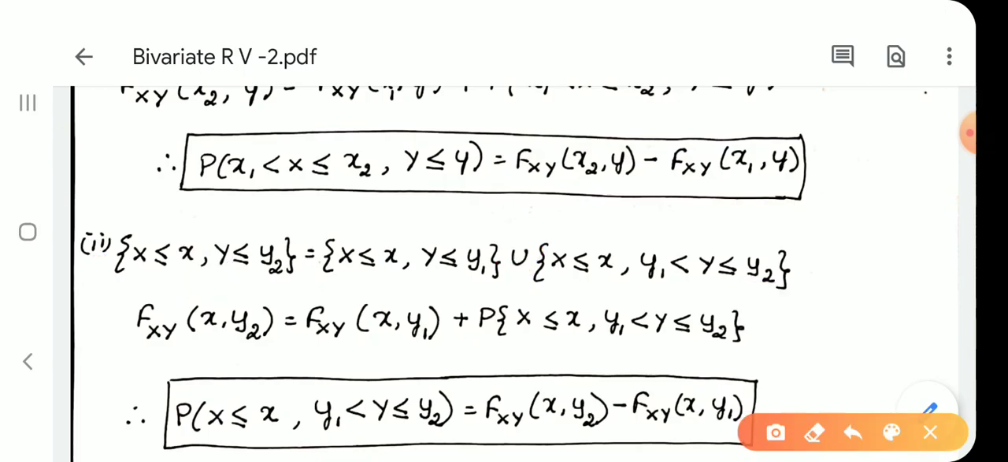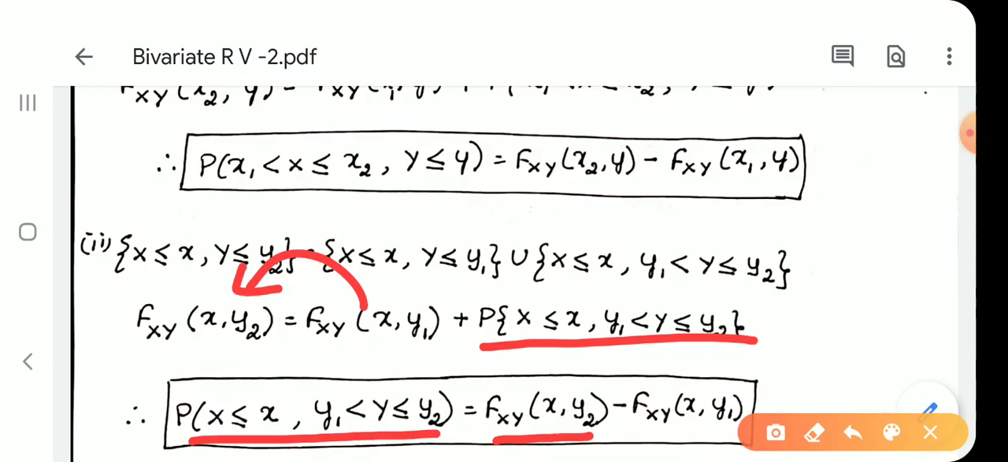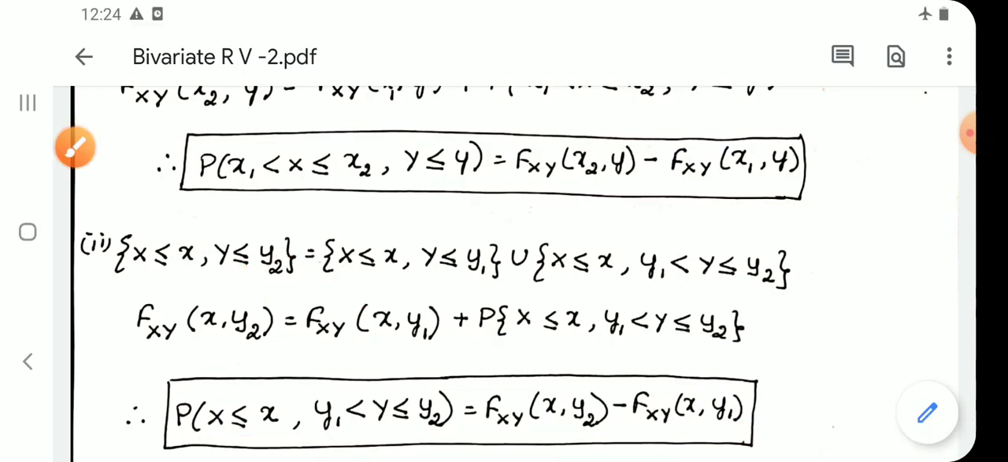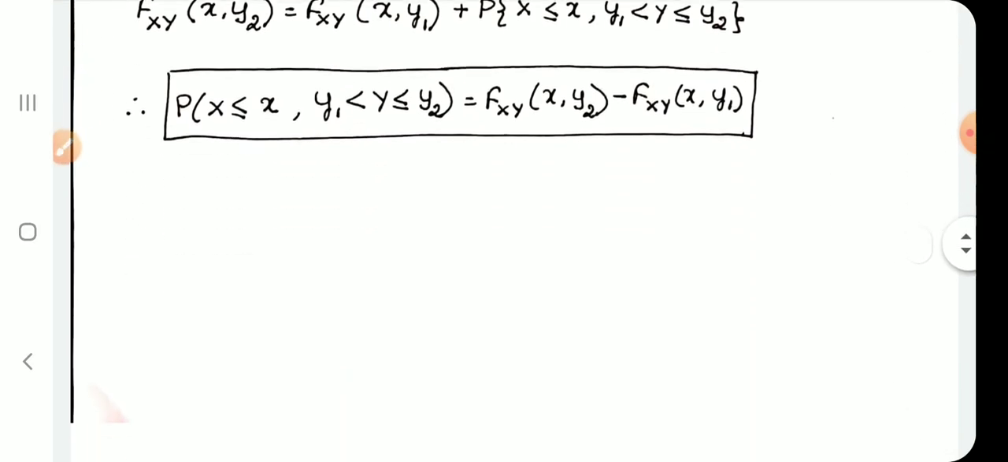Therefore, the last term, P of X less than or equal to x, comma y1 less than Y less than or equal to y2, becomes F_XY of x comma y2 minus F_XY of x comma y1. Hence the third property is simplified.